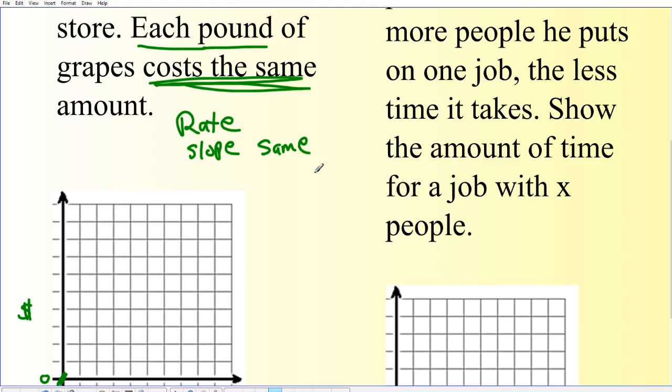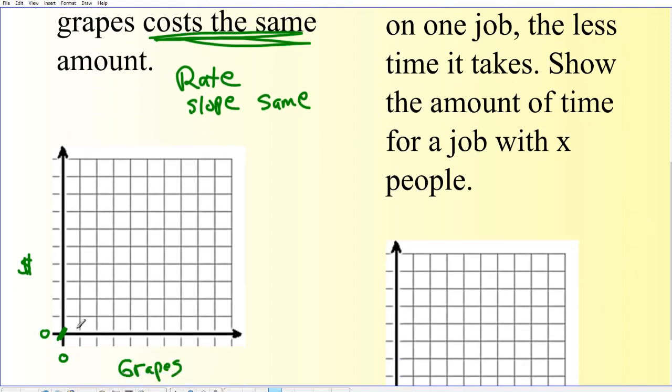linear, right? So if I start just from here, because again, 0 grapes cost $0. I start here, and I draw a straight line, as straight as I can. It doesn't really matter. Boom. Now, that's clearly linear. We said it was going to be linear.